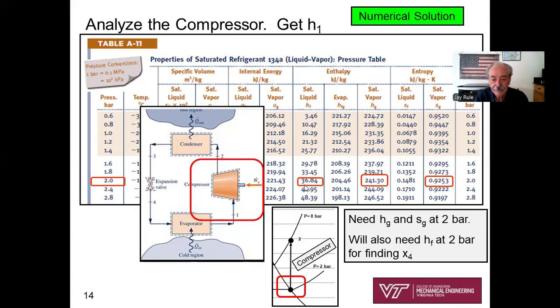So we're simply going to write down H sub G. H1 is 241.3. S1 is 0.9253. And planning ahead for that X4 business, while we're here, we will write down H sub F, 36.84 kilojoules per kilogram, and we'll set that aside. Hg in kilojoules per kilogram, and S sub G, or S1, in kilojoules per kilogram degree K. We're going to write those down.